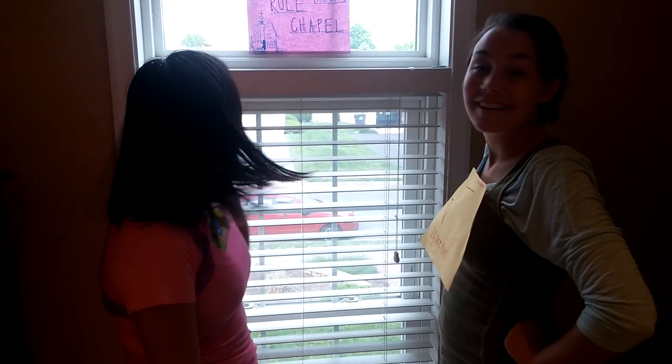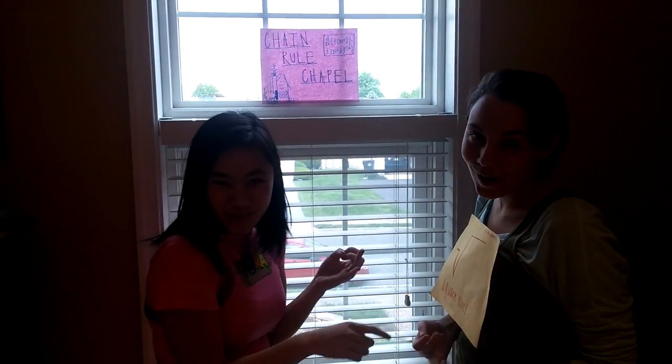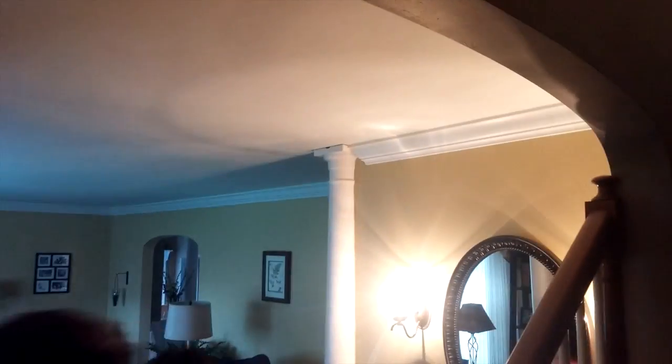We made it to Chain Rule Chapel! Where to next, guys? The map said, Power Rule Island, Product Rule Forest, Chain Rule Chapel, Quotient Rule Cove! So where to next? Quotient Rule Cove! That's right! Count, count, count, 91, 92, 93, 94, 95, 96, 97, 98, 99.